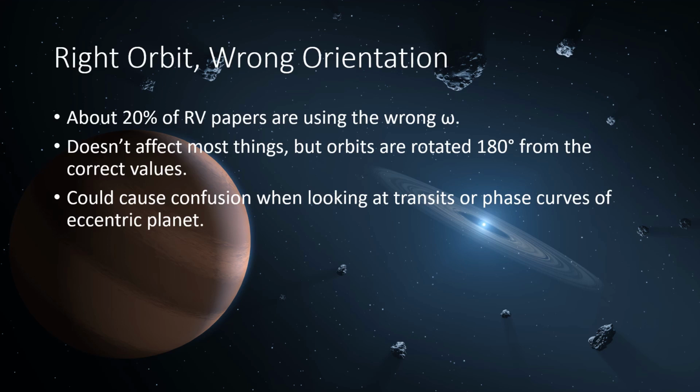And this is significant because it could cause confusion when we're trying to look at transits of planets known from radial velocities, there are a few of those, or phase curves where we observe the planet all the way around its orbit, and the phase of the planet changes in a way we don't expect. So it's not a huge deal, but it is something astronomers will have to double check when they're looking at radial velocity planets in the future.